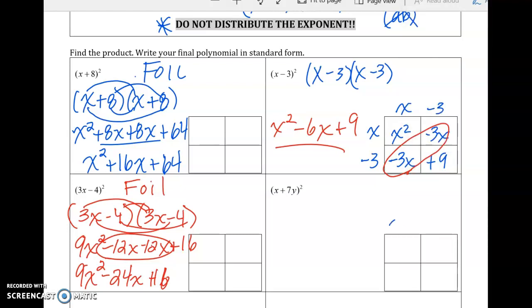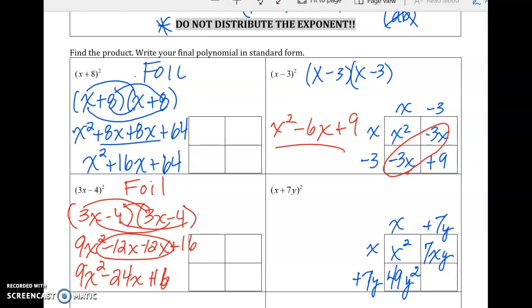So remember, we're multiplying x plus 7y two times. So x plus 7y goes here as well. x times x is x squared. When you do x times 7y, it's 7xy. When you have more than one variable, you always put them in the order they come in the alphabet. 7y times 7y is 49y squared.